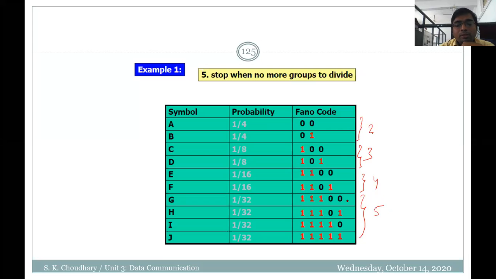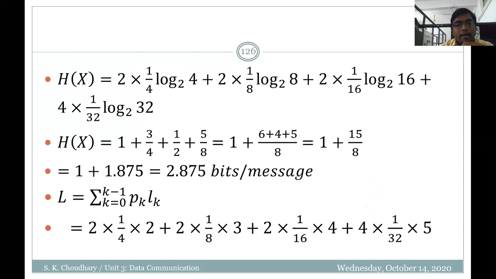So first of all, we have to find out the average code length, that is L, and the entropy. Entropy is very simple, as I have written here: 2 times 1 upon 4 for A and B, this is for C and D, this is for E and F, and the last four terms for G, H, I, J. In this way you get 2.875 bits per message, the entropy for the given example.